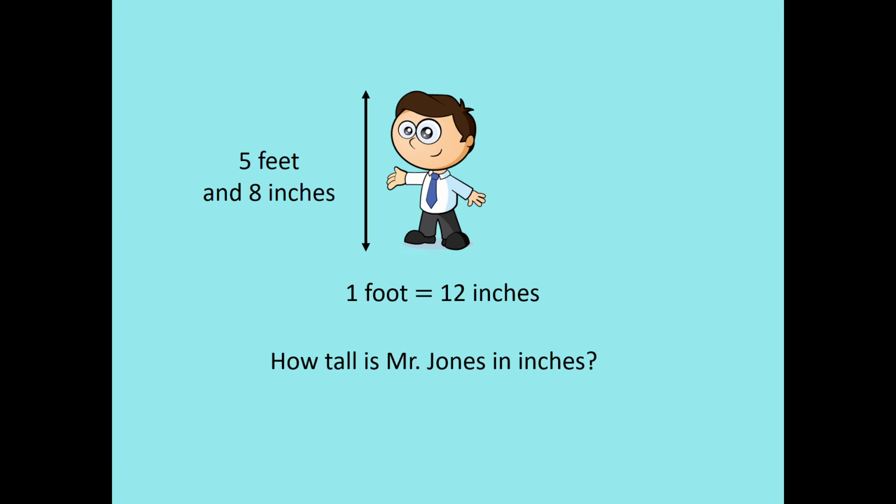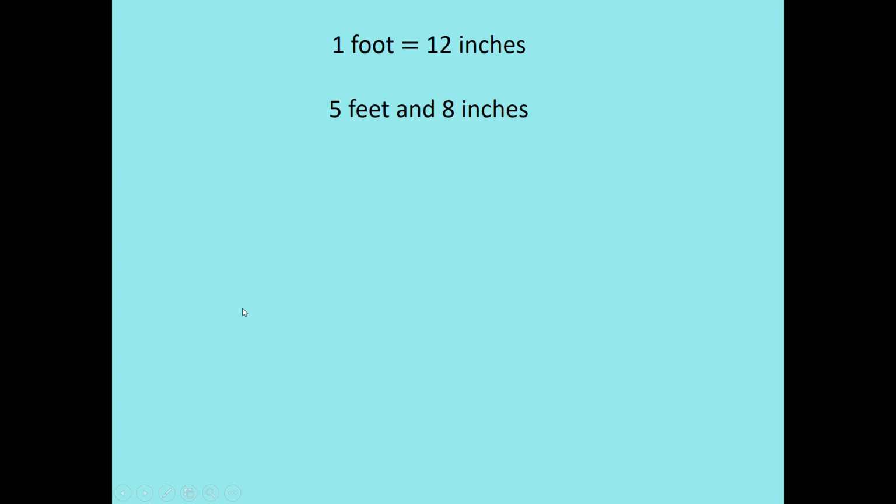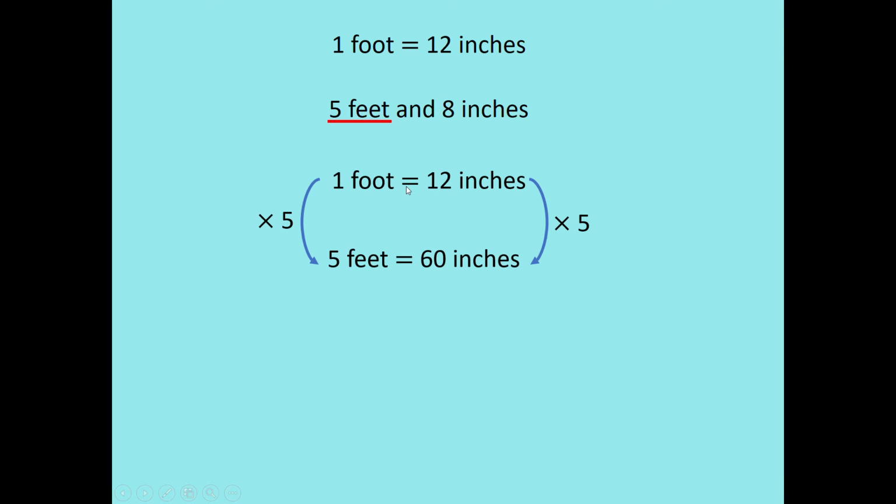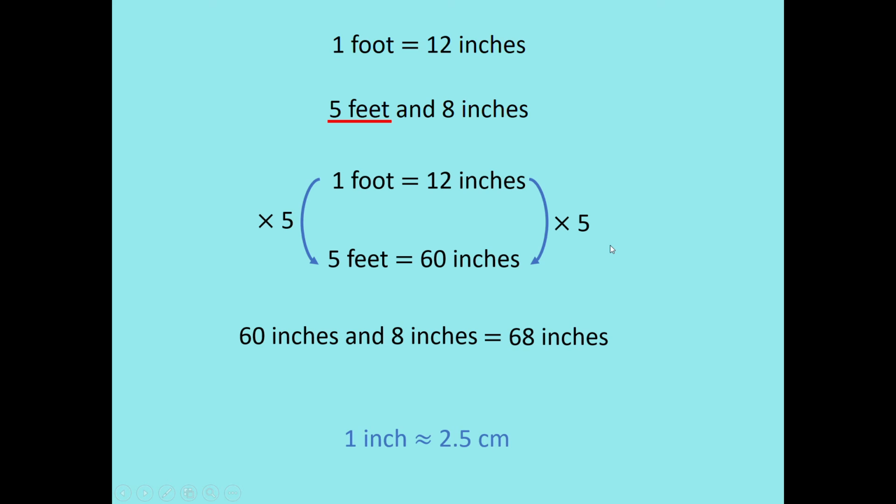What do you need to do? And pause when you're ready to hear the solution. So what you need to do is think about, well, 5 foot. A foot is 12 inches, so you need to multiply 5 by 12. And then you need to add on the 8. So we're going to work that out. So the 5 feet is 60 inches. So we're multiplying 12 by 5. And 60 inches and 8 inches is 68 inches.